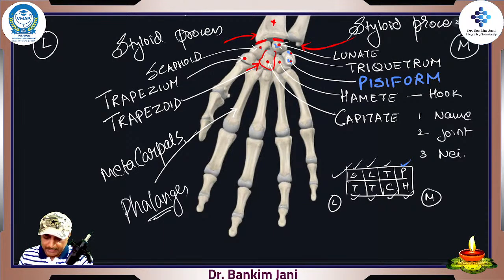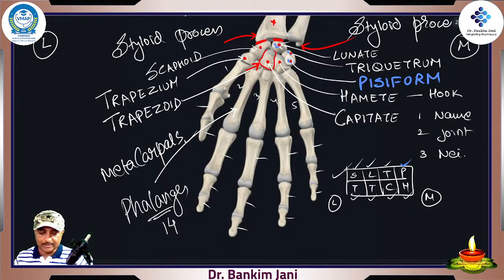Phalanges, they were 14. So 1, 2, 3, 4, 5, 6, 7, 8, 9, 10, 11, 12, 13, and 14, right? So 14 phalanges. 5 metacarpals. So this is 1, 2, 3, 4, 5, right? Those 5 metacarpals and 8 carpals.